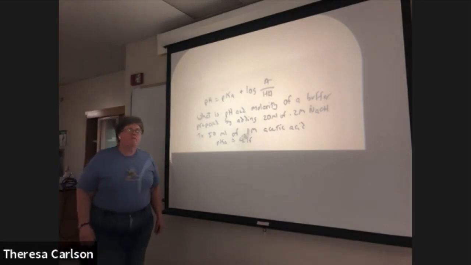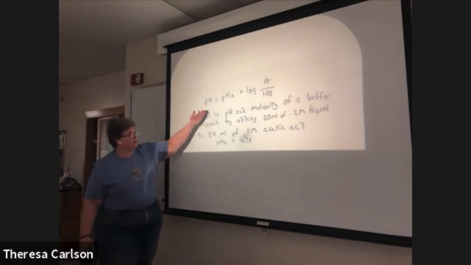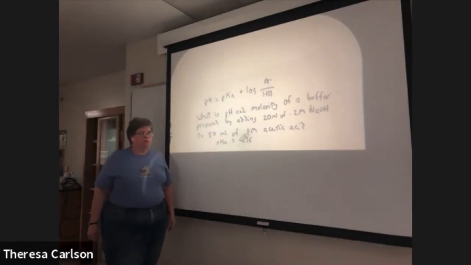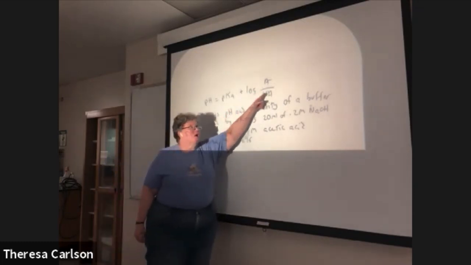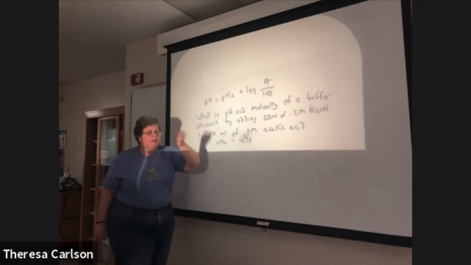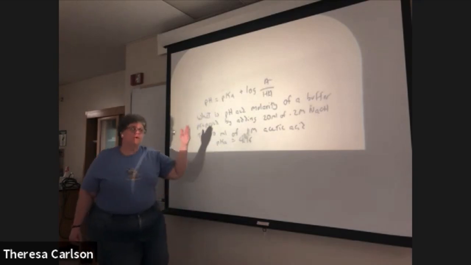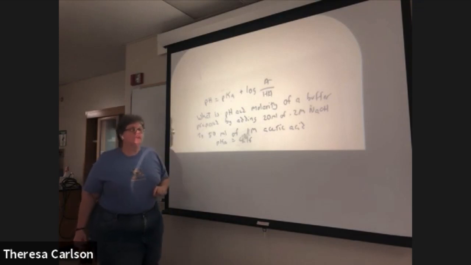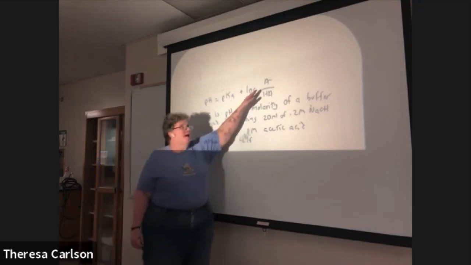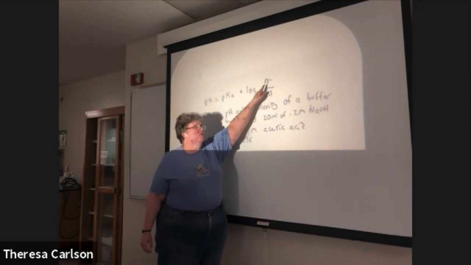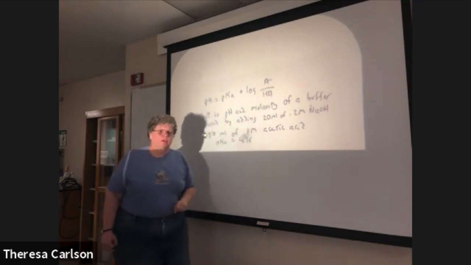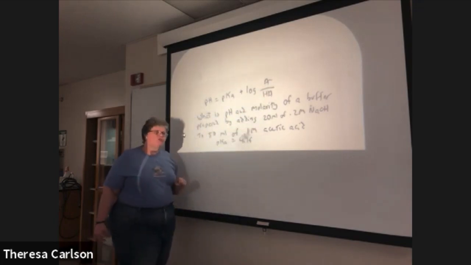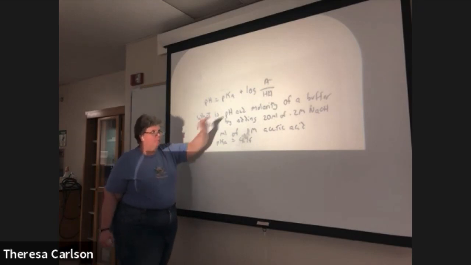Now, in case you do not remember Henderson-Hasselbalch, here it is right here: the pH equals the pKa plus the log of the conjugate base over the conjugate acid. It will work out if it's moles, and it will work out if it's molarity, but you do need to use the same units. If you have moles here, you need moles here. If you have molarity here, you have molarity there. So you need to make sure the units are the same so that they'll cancel.